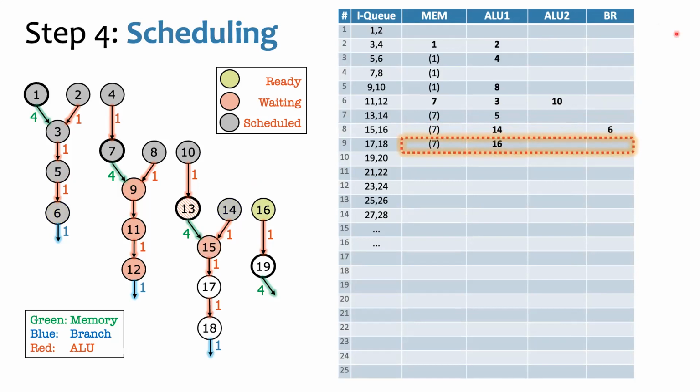Next cycle, what about these new instructions, 15 and 16? Well, 15 is waiting for 13, so I can now run it. 16 doesn't have any dependency, and I have an ALU available to write 16. Right, 7 is still running in the memory.